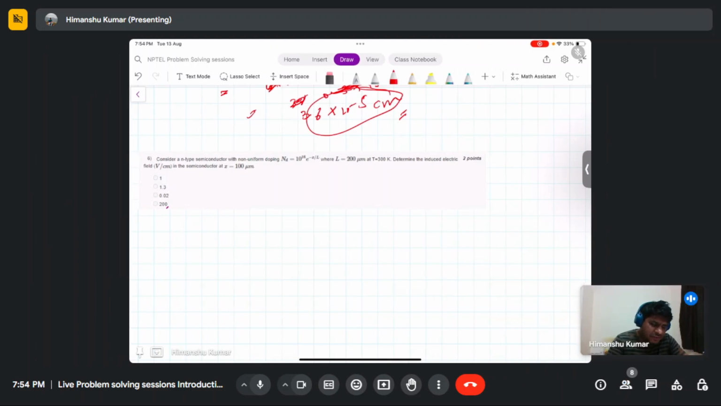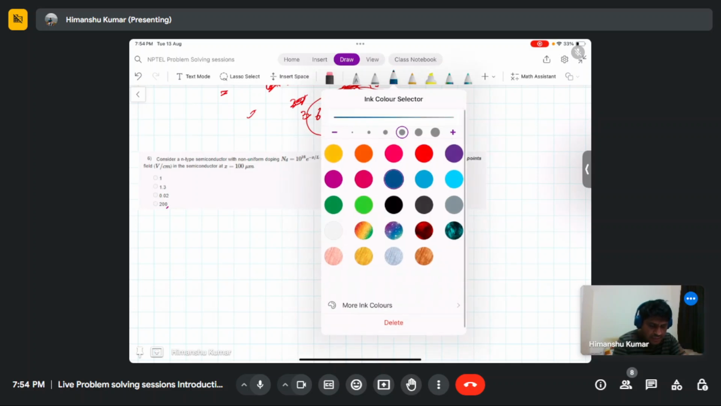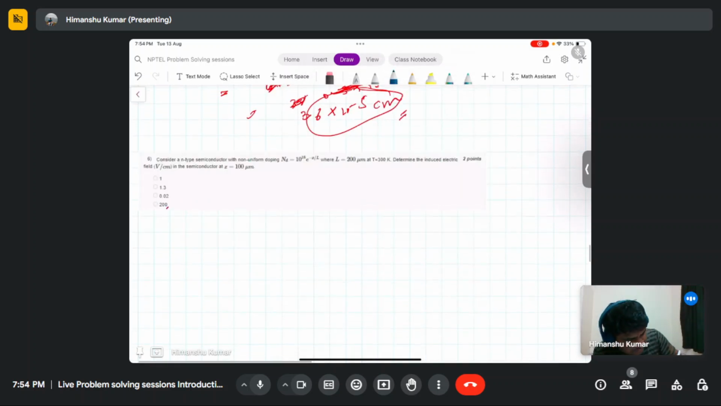Okay, so let's move to the next problem. The next problem asks: consider an n-type semiconductor with a non-uniform doping, Nd is given as this, at L equals this. Determine the induced electric field.